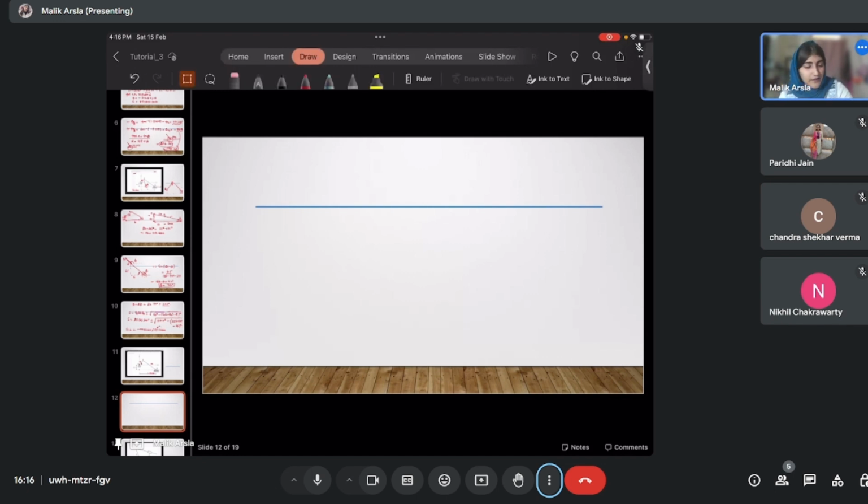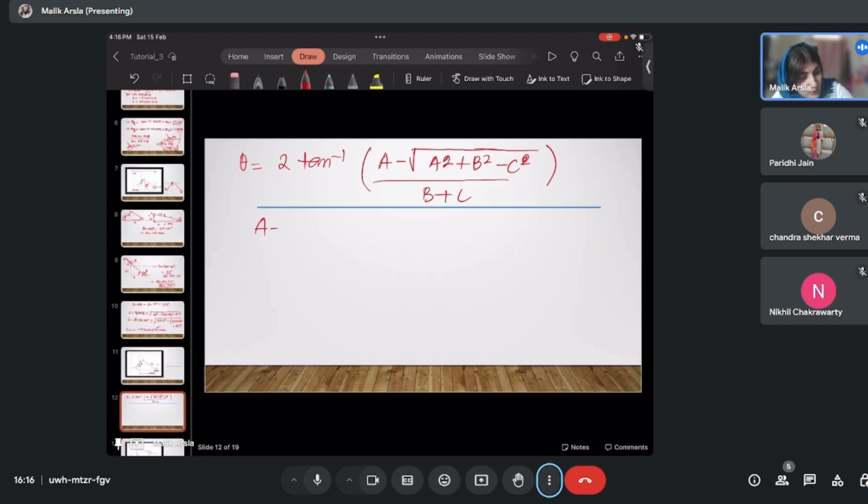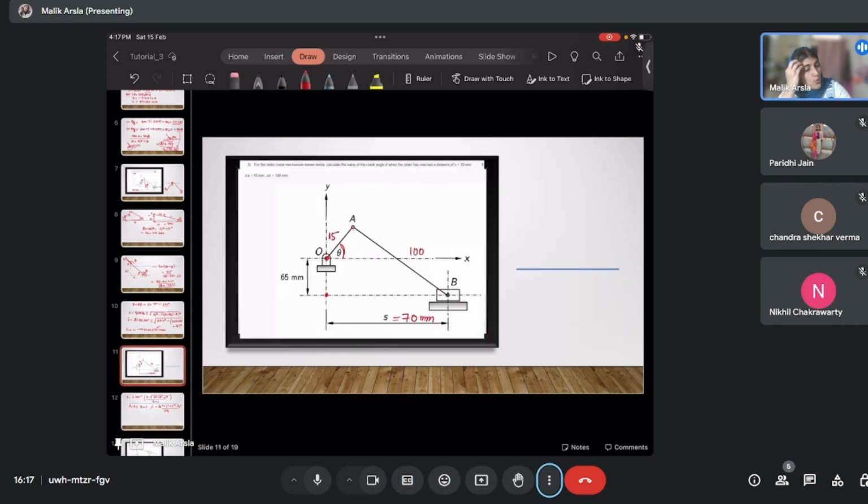So here I am doing the same procedure. I'll not follow the lengthy one. We can just use the formula. So theta is equal to 2 tan inverse of A minus or plus under root of A square plus B square minus C square upon B plus C. Okay, and here A is equal to E, B is equal to S, and C is equal to L2 square plus S square plus E square minus L3 square upon 2L2.